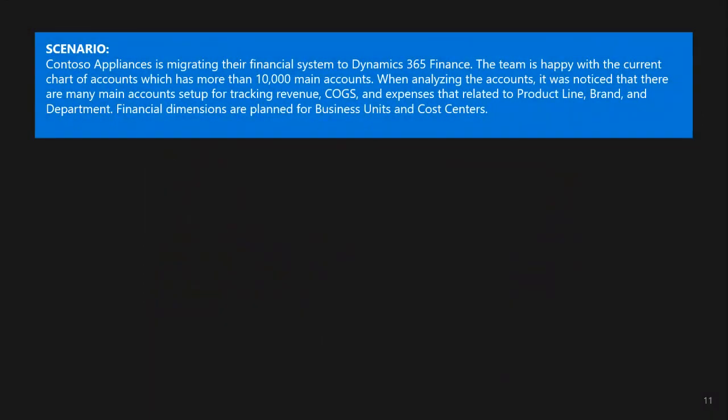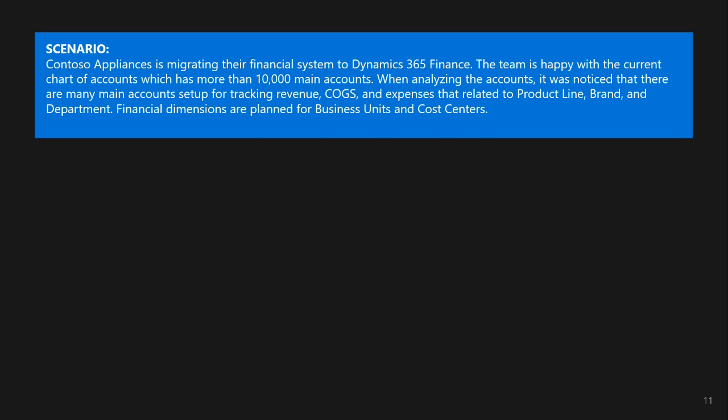Contoso Appliances is migrating their financial system to Dynamics 365 Finance. The team is happy with the current chart of accounts, which has more than 10,000 main accounts. When analyzing the accounts, it was noticed that there are many main accounts set up for tracking revenue, COGS, and expenses related to the product line, brand, and department.